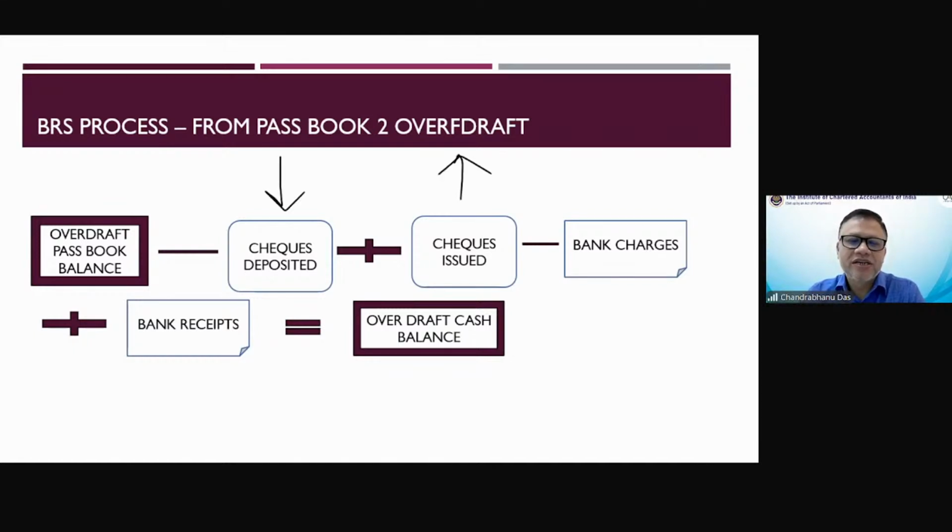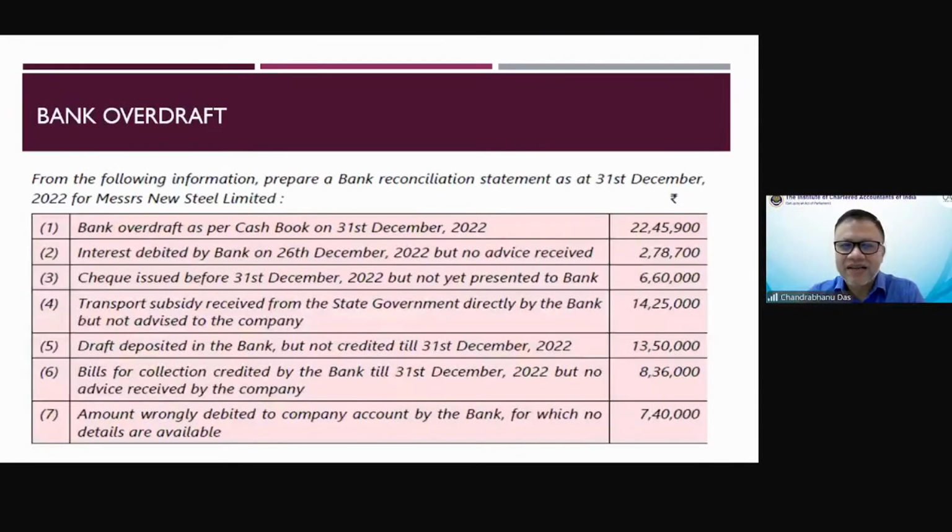So checks deposited reduces the balance, checks issued increases it. Bank charges and bank receipts, you reversed it. And now we can see one problem here. What is the error here? Can anybody say the error?